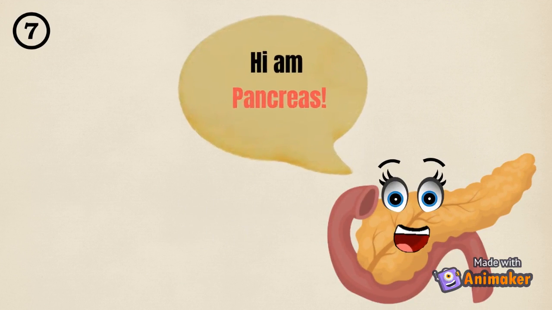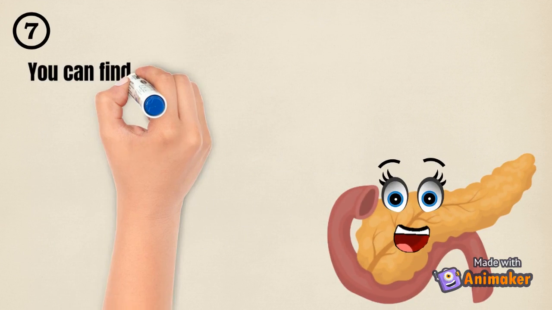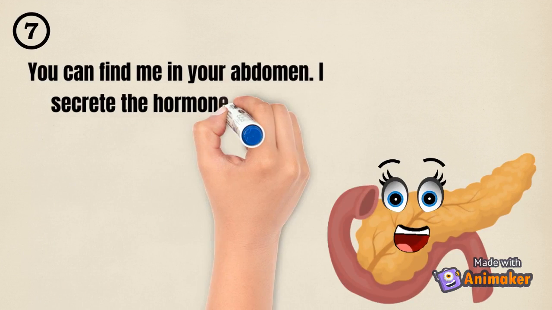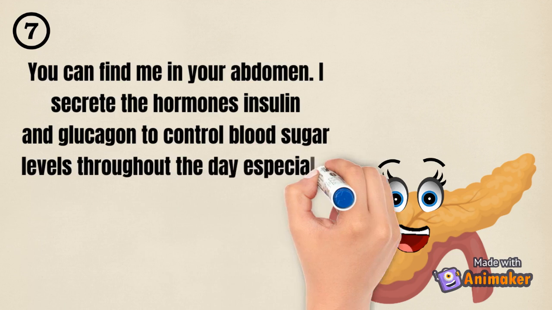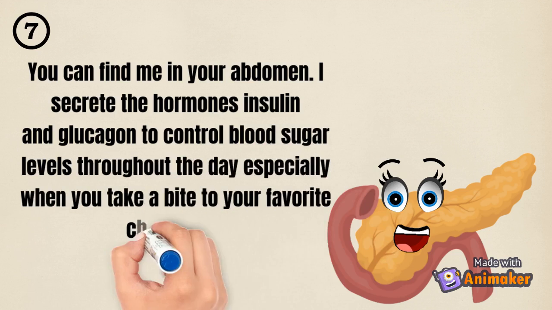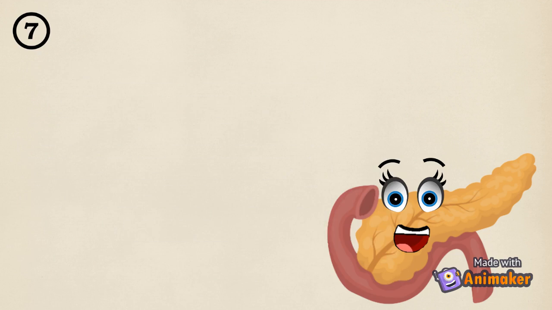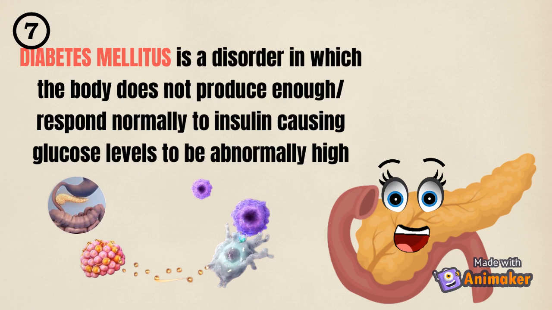7. Hi, I am pancreas. You can find me in your abdomen. I secrete the hormones insulin and glucagon to control blood sugar levels throughout the day, especially when you take a bite of your favorite chocolates. Diabetes mellitus is a disorder in which the body does not produce enough or respond normally to insulin, causing glucose levels to be abnormally high.